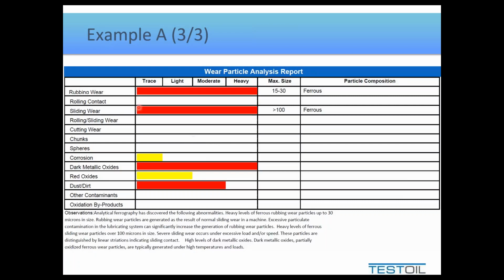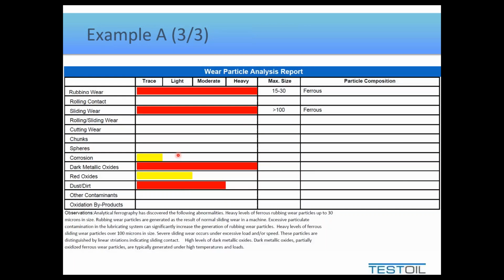Now let's interpret it. This rubbing wear says it's got a heavy level and they're larger particles. So this is abnormal. But rubbing wear is a form of wear. What's making it do this rubbing wear is something else. So we have to classify this as an effect. The sliding wear is definitely not normal, and these particles are large enough you can almost read the serial number off them. So we have to consider these to be very abnormal. But again, it's a wear factor. Something's making it wear. Something else is causing this. So it's just an effect.